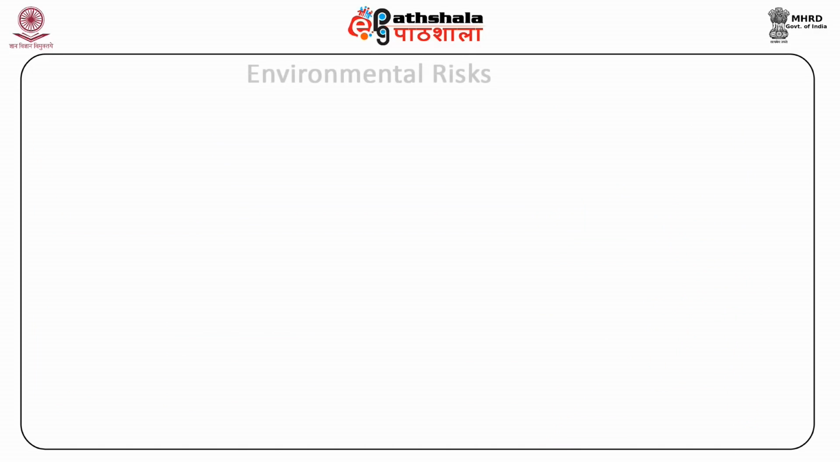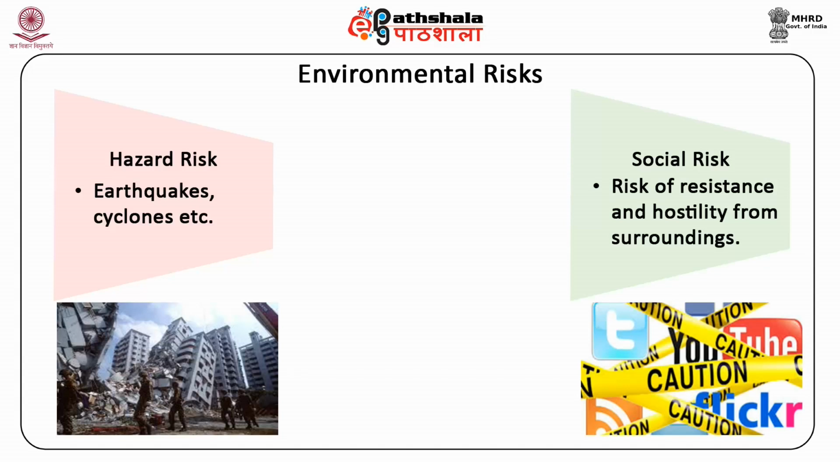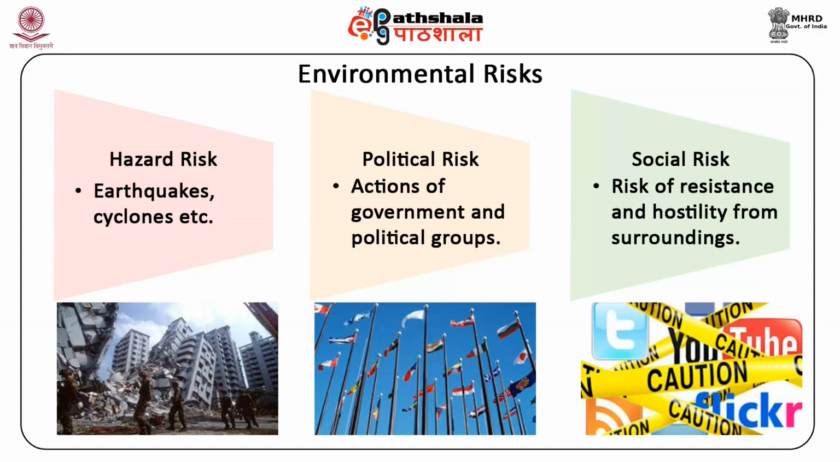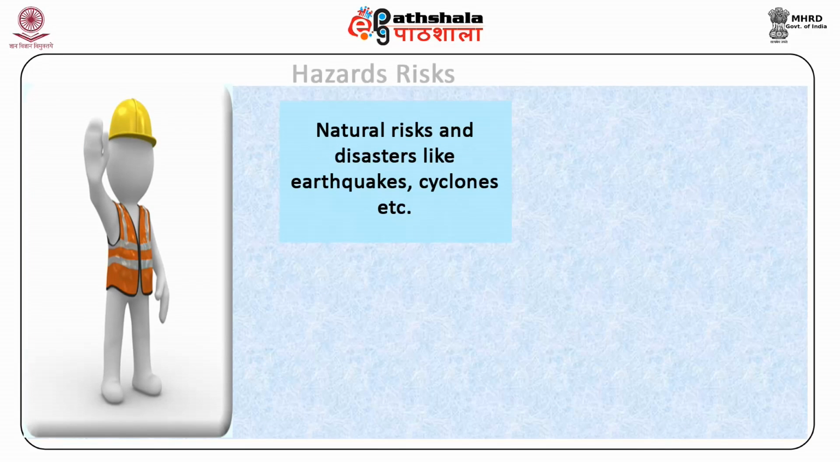Now, we will discuss environmental risk. When an organization is operating, it cannot operate in isolation. It is affected by the environment that surrounds it. The environment could be the natural environment, social environment, political environment. The surroundings together create an impact on the organization. Hazard risk. This risk refers to the natural risk and disasters like earthquakes, cyclones, etc.